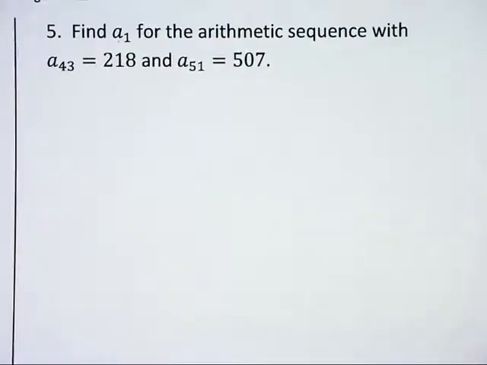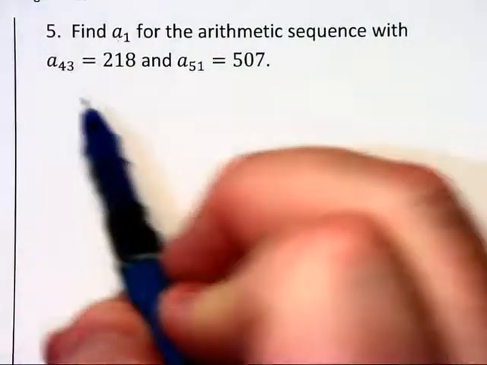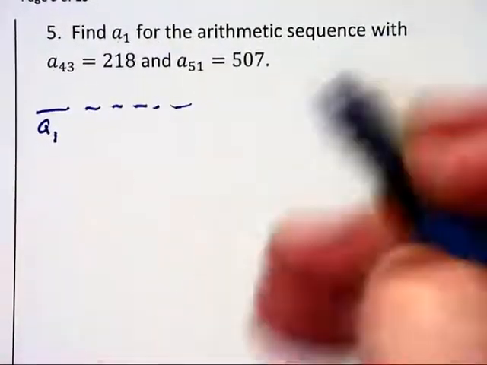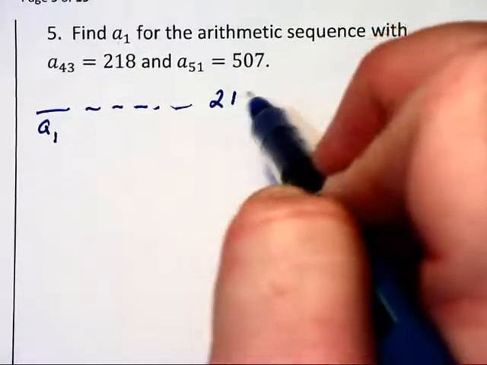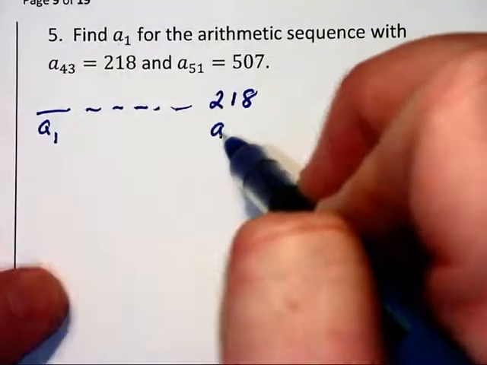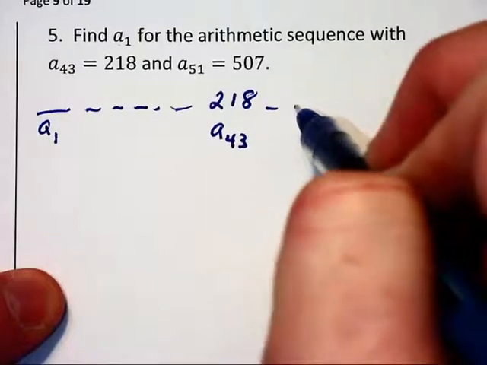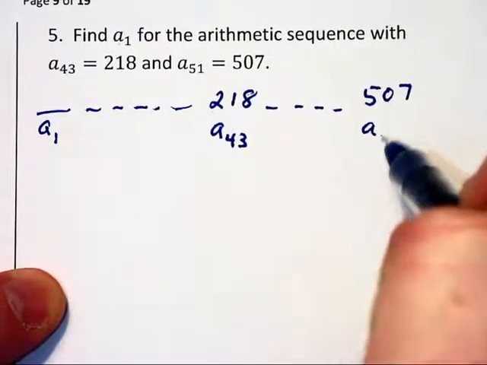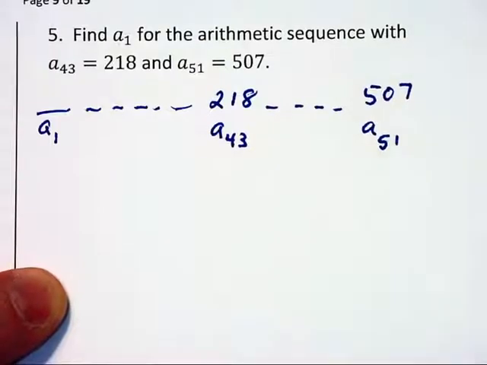Find a1 for this arithmetic sequence with a 43rd term of 218 and a 51st term of 507. So we've got a1 way out in the front here and a bunch of blanks until we get to 218, which is the 43rd term, a bunch more blanks until we get to 507, which is the 51st term.